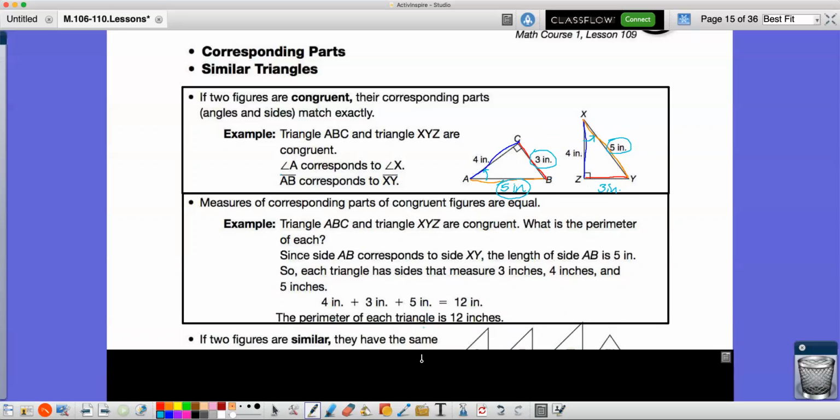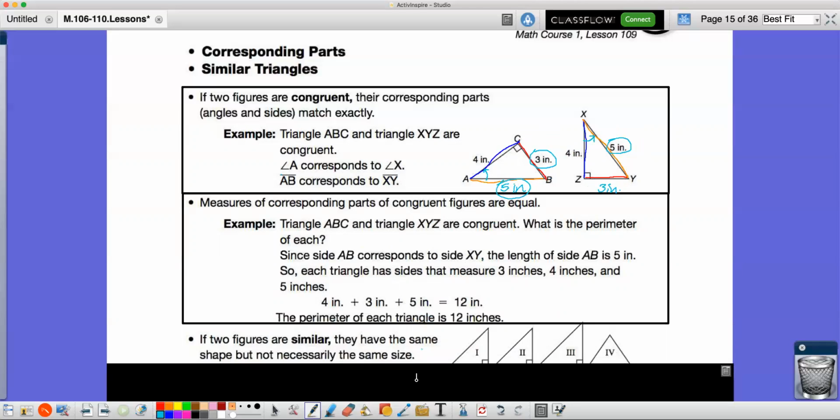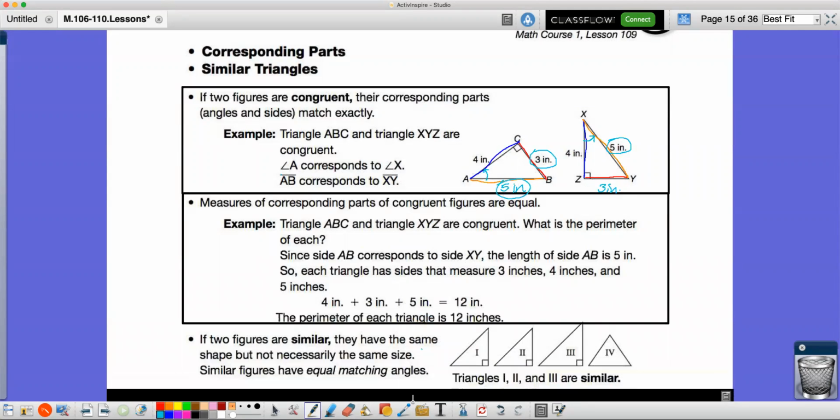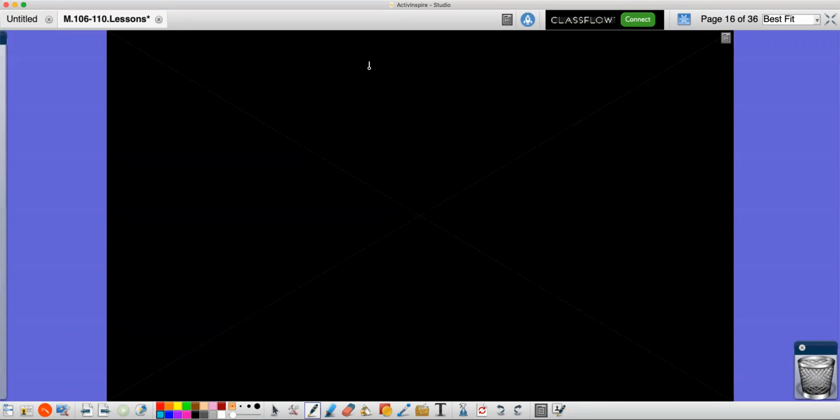If two figures are similar, they have the same shape, but not necessarily the same size. Similar figures have equal matching angles, but they might not have the same size. So like triangles 1, 2, and 3 are similar. Triangle 4, this is one that stands out. That is not similar. It doesn't correspond to any of these. Similar is slightly different than congruent. We'll get into that more as the lesson progresses here.